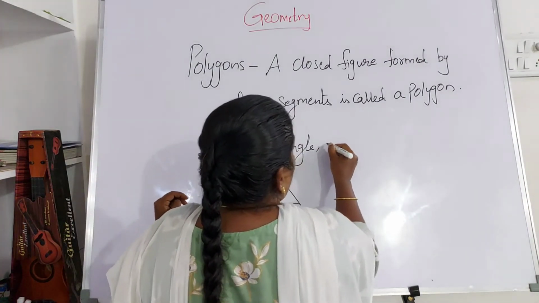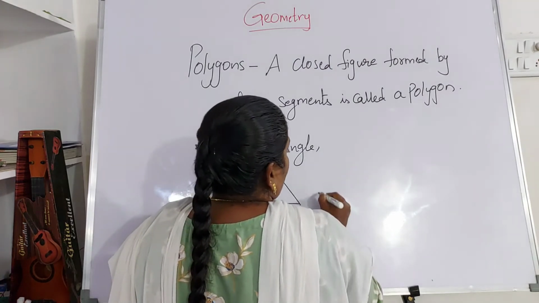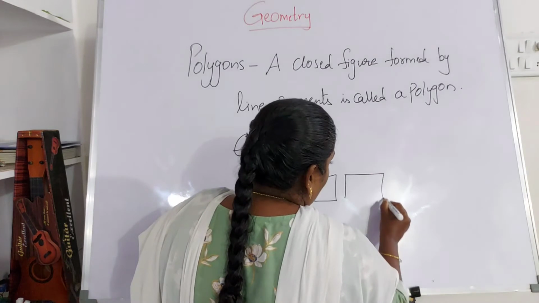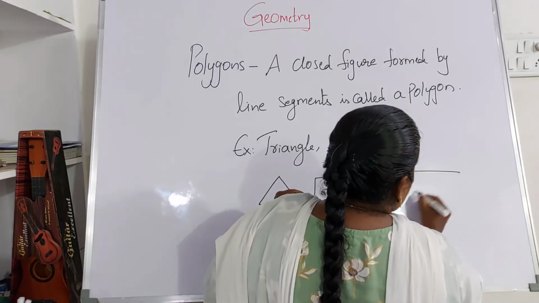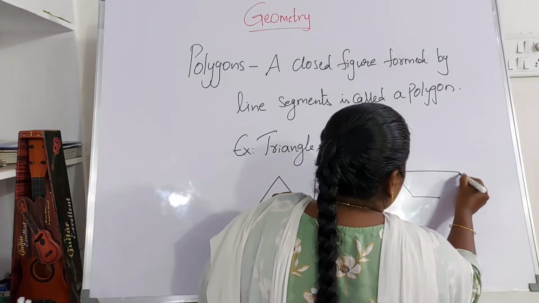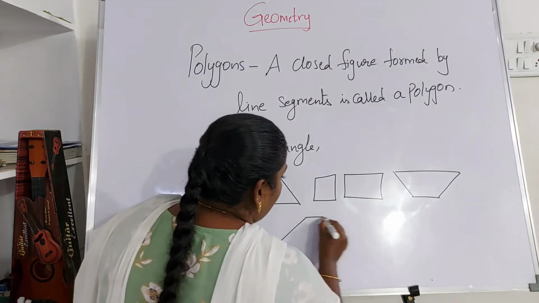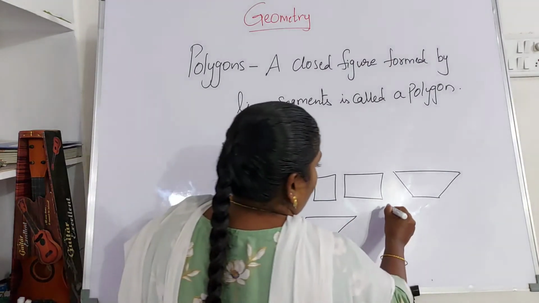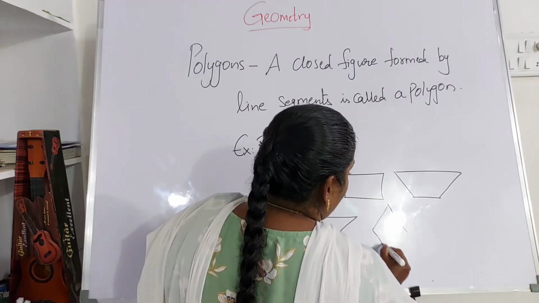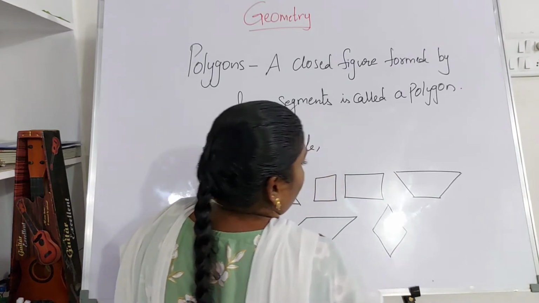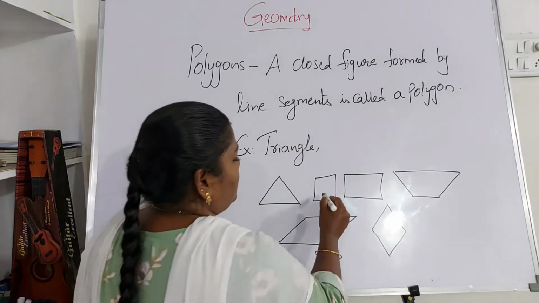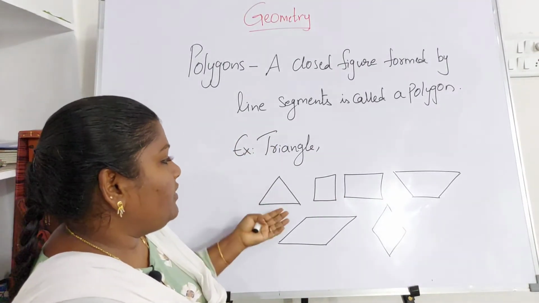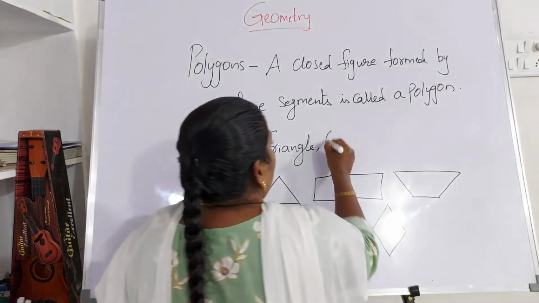Next you have a four-sided figure. So you have a square, a rectangle, a trapezium, a parallelogram, a rhombus. Yes, so these all are closed figures formed by four line segments. So we have a general name for it as quadrilateral.